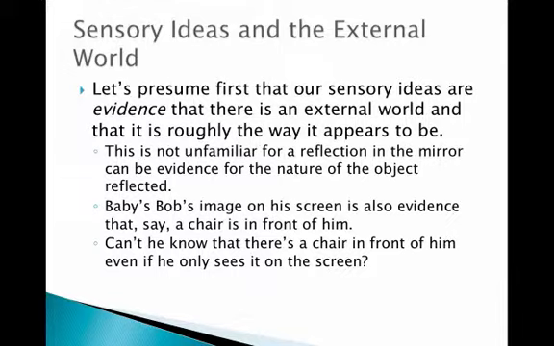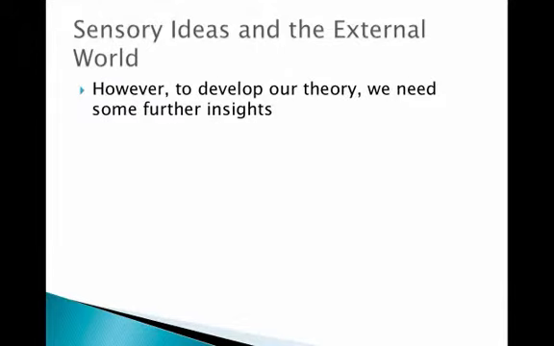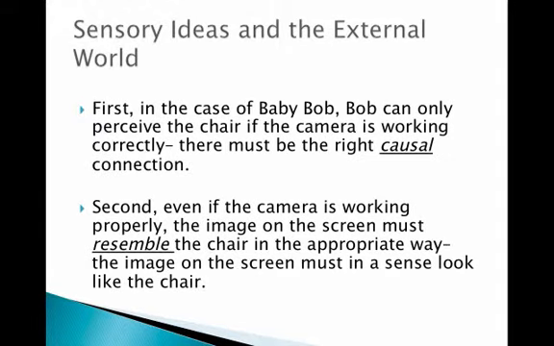Baby Bob's image on a screen is also evidence that, say, a chair is in front of him. Can't Baby Bob know there's a chair in front of him, even if he only sees it on a screen? Well, sure. But the question is why? Why would the answer be yes? And so to continue developing our theory, we're going to have to look at some further notions, some further insights.